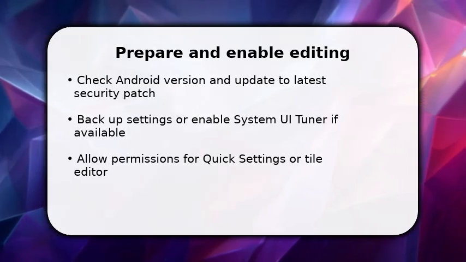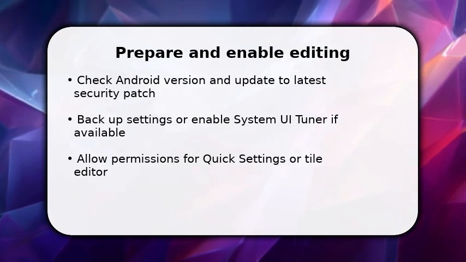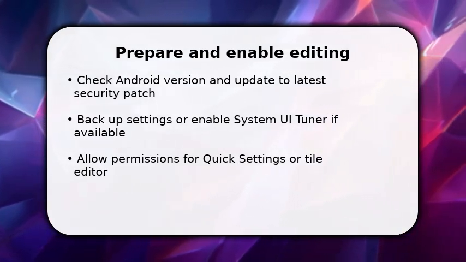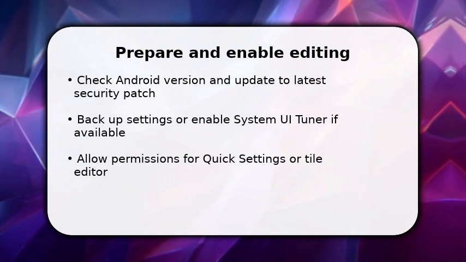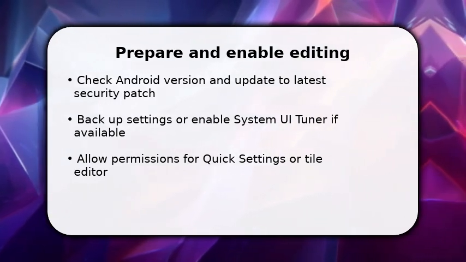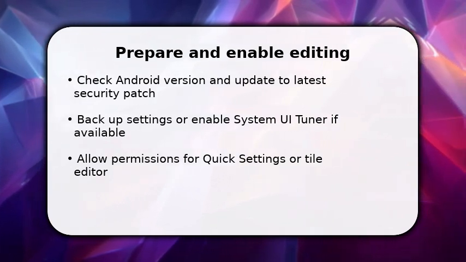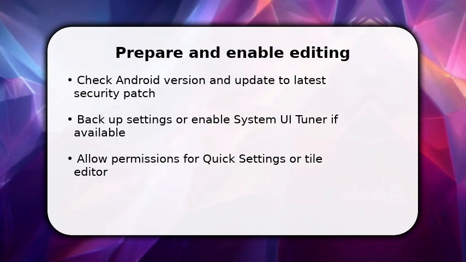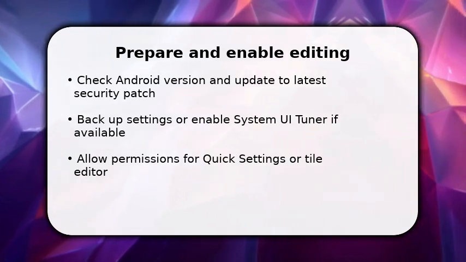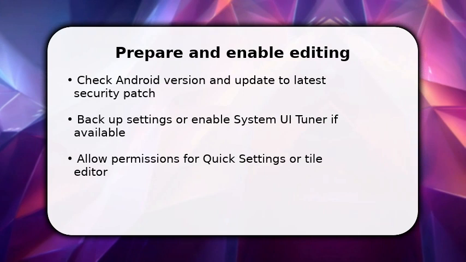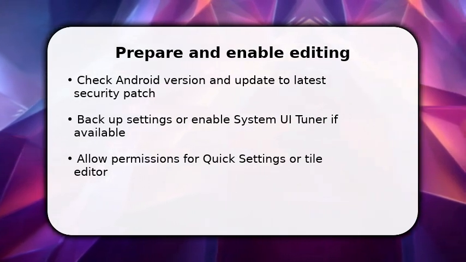You start by confirming your Android version and backing up important settings. This prevents surprises. Once done, enable any built-in editor: System UI Tuner on some phones, or the Quick Settings tile editor in Settings > Notifications. Make sure you grant the necessary permissions for editing tiles, or for third-party apps if the native tool is absent.